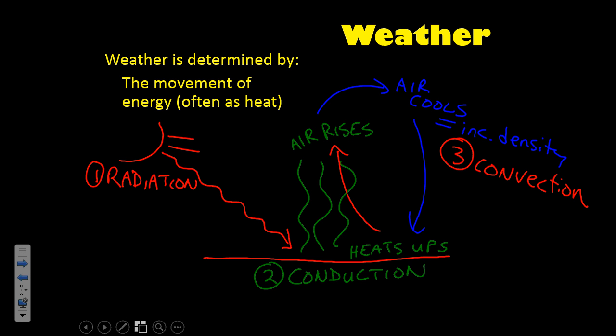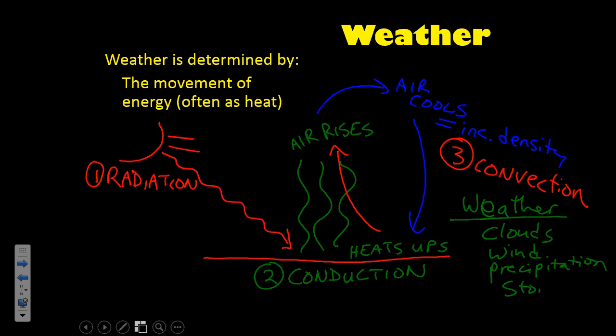So this is essentially how all weather is driven on this planet. Energy enters from radiation, heats up the surface through conduction, which causes air to move through the process of convection. And this air movement then leads to weather. And the weather it leads to is the formation of clouds, wind, precipitation, and storms. And all of this because energy is moving.